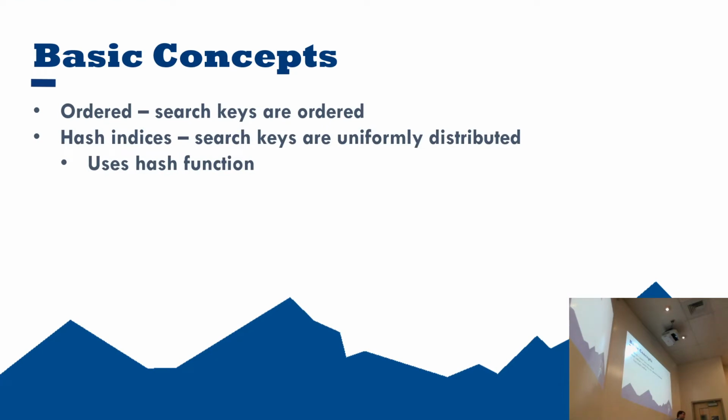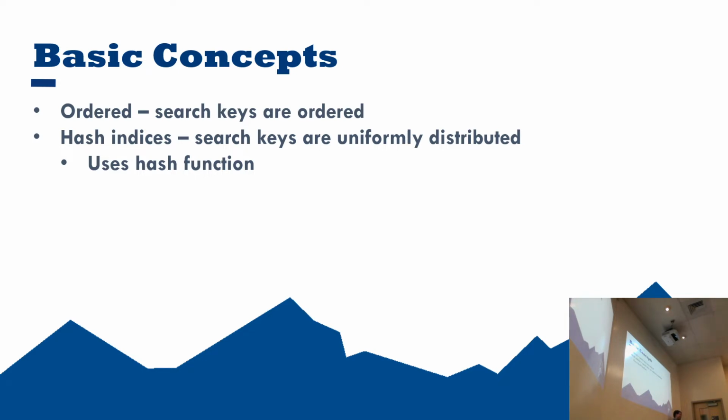Basic concepts. You have two major types of indices. All right, these are important. Make sure you're taking notes if you don't know this. All right, you have ordered. As the name ordered would imply, there's an implied sequential order. It can be 1 through n, or it can skip around. But there is some defined order.